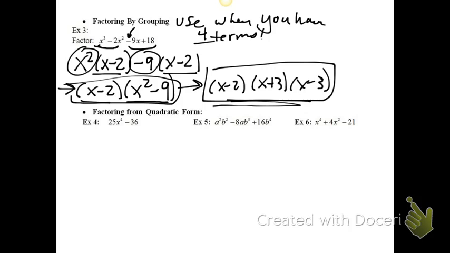Then the last thing I'm going to show you as far as factoring goes is things that are in quadratic form. I'm just going to show you a few examples, and I think it'll make sense from what we've seen in the past. If you look at example 4, I have two terms. I'm always going to try to pull out a GCF, and in this case, there is no GCF. And it's definitely not a difference of 2 cubes because 25 is not a perfect cube.